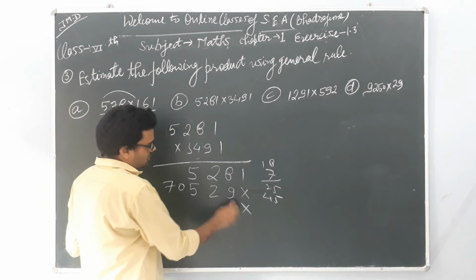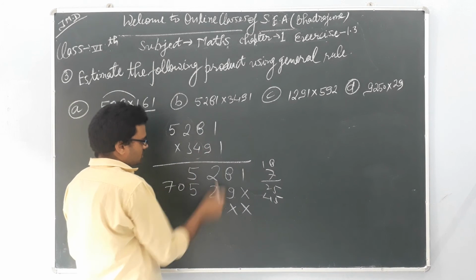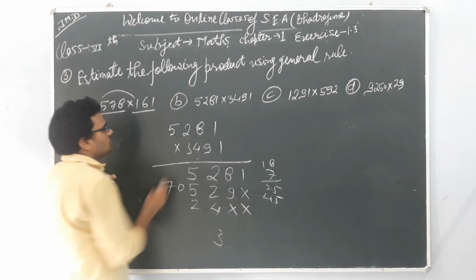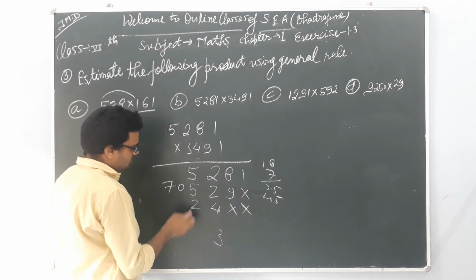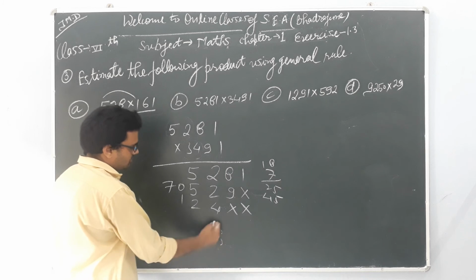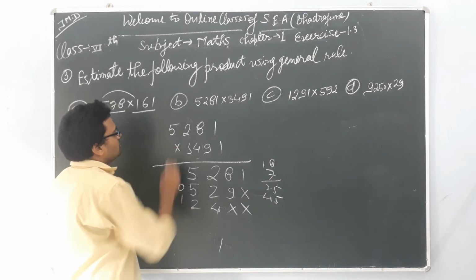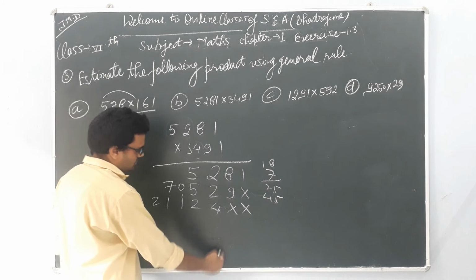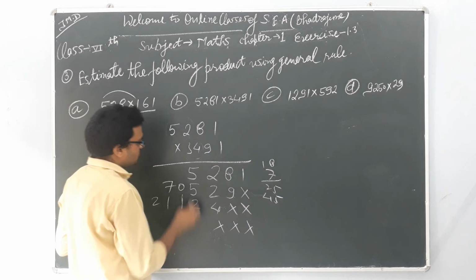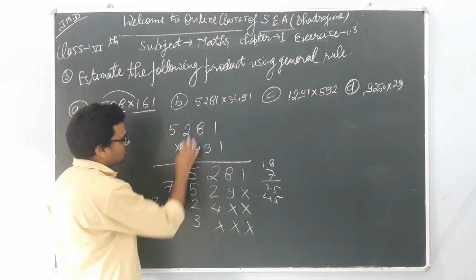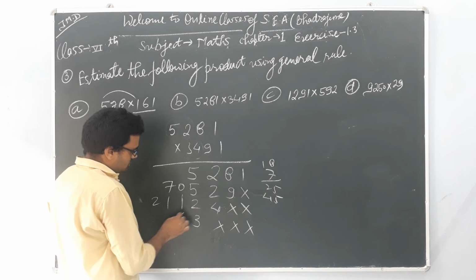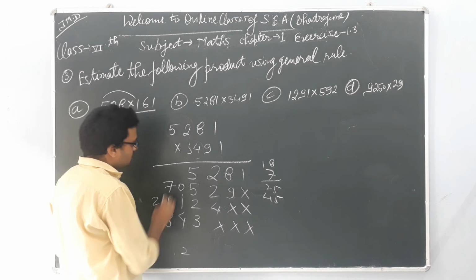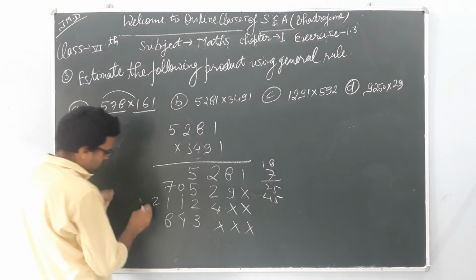Okay, again we will multiply by 4. 4 1s are 4, 4 8s are 32, 2, 3 carry, 4 2s are 8, 8 plus 3 is 11, 1 carry, 1, 4 5s are 20, 20 plus 1 is 21. Now 3 1s are 3, 3 8s are 24, 4, 2 carry, 3 2s are 6, 6 plus 2 is 8, 3 5s are 15.